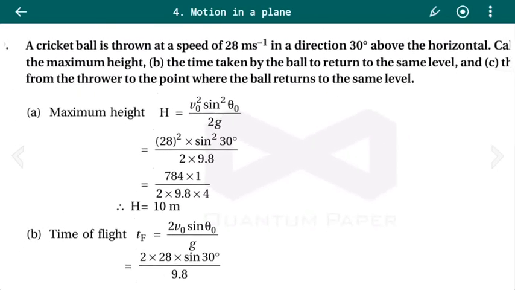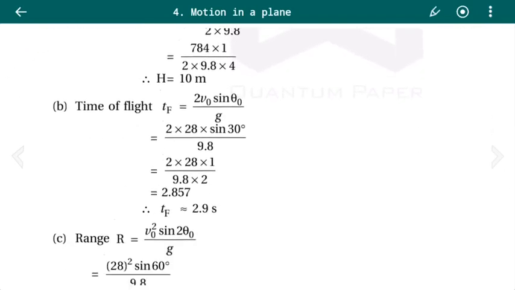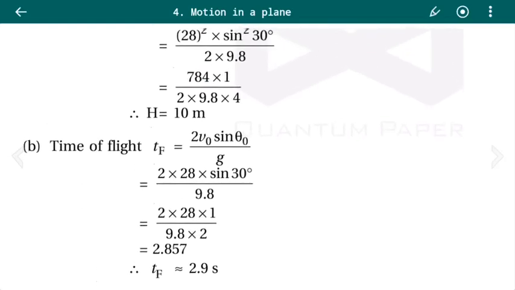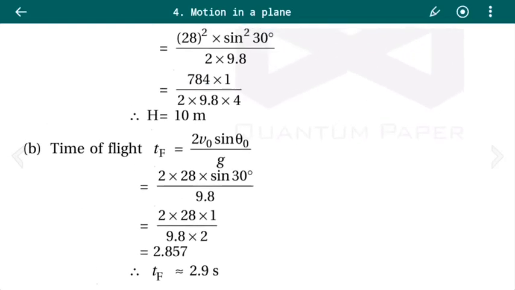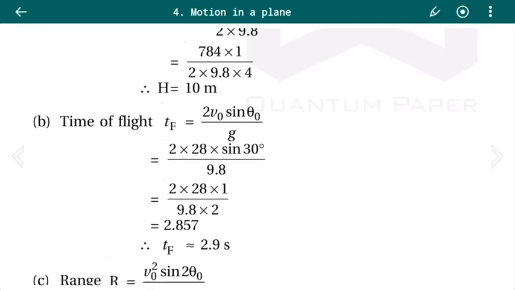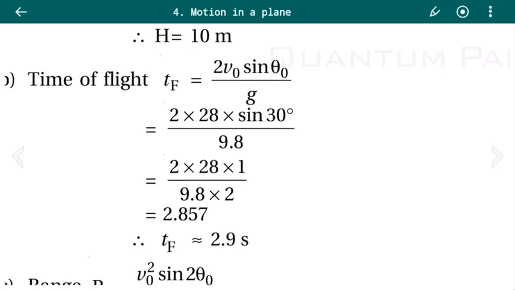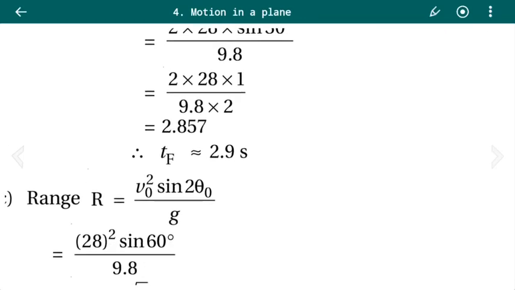Then we need to find the time taken by the ball to return to the same level, which is called as time of flight. And time of flight is equals to 2v0 sin theta 0 upon g. Applying the values of v0, g and theta 0, that is 2 into 28 into sin 30 degree upon 9.8. The value we get is 2.857. Rounding off, we get 2.9.